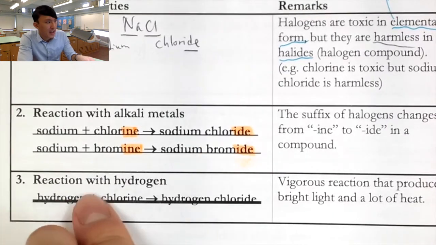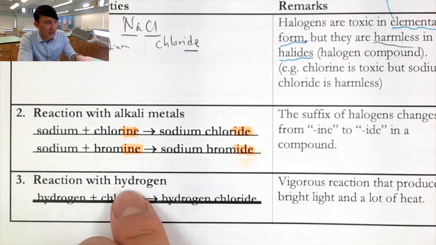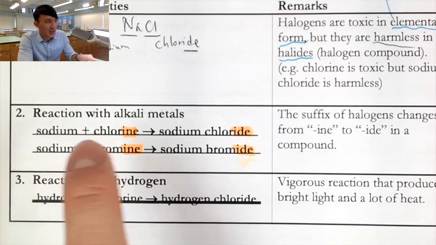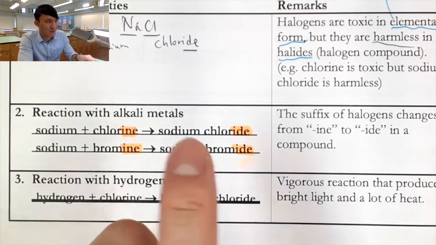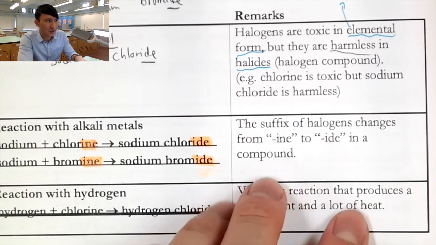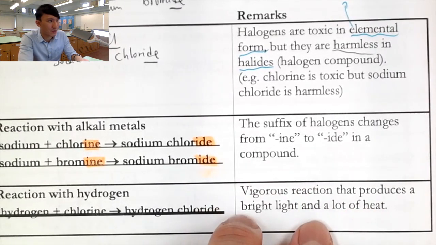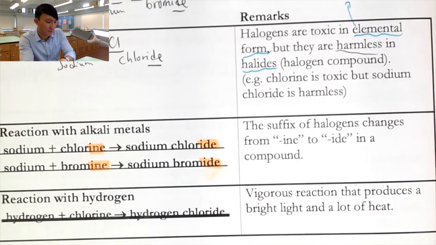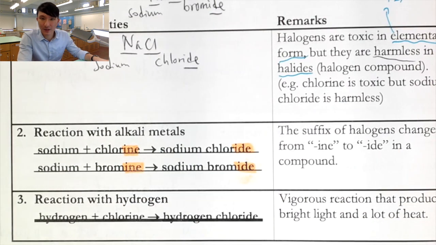Now, lastly, reaction with hydrogen. Hydrogen and halogen can react to form hydrogen chloride, HCl. Okay? And this reaction is very vigorous as well. Okay, so that's it for today's video.